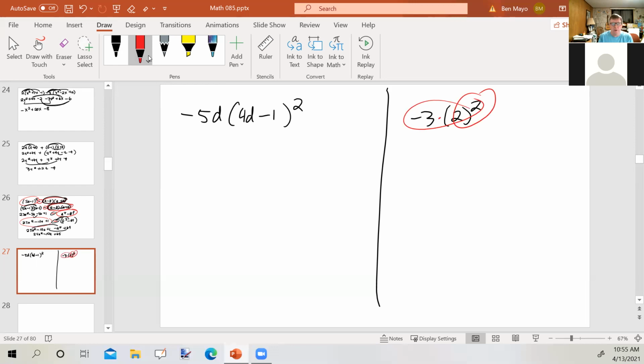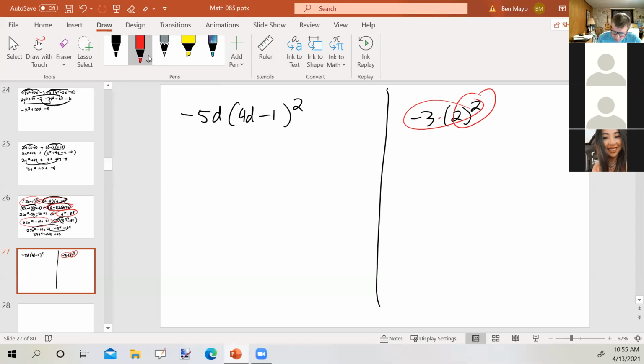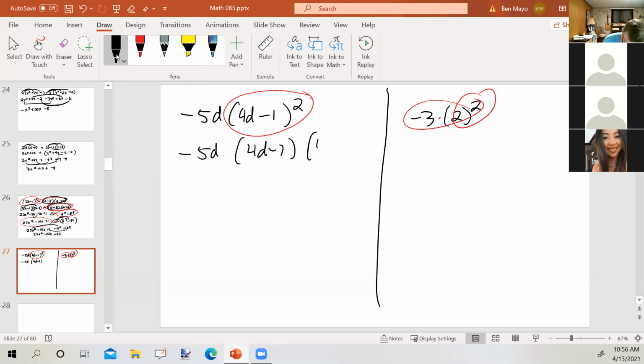Well, hopefully, go ahead. You going to answer? The exponent? Correct. We do the exponent first. So the same thing is true over here. We've got to do this exponent first. We're not going to take the negative 5d and distribute it through the 4d minus 1. Okay. We're going to get negative 5d and then what? 4d minus 1 times 4d minus 1. So we're going to do the exponent first.